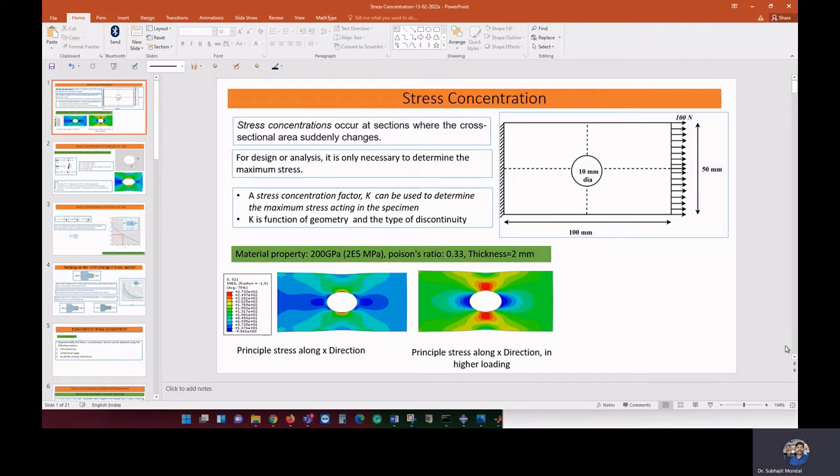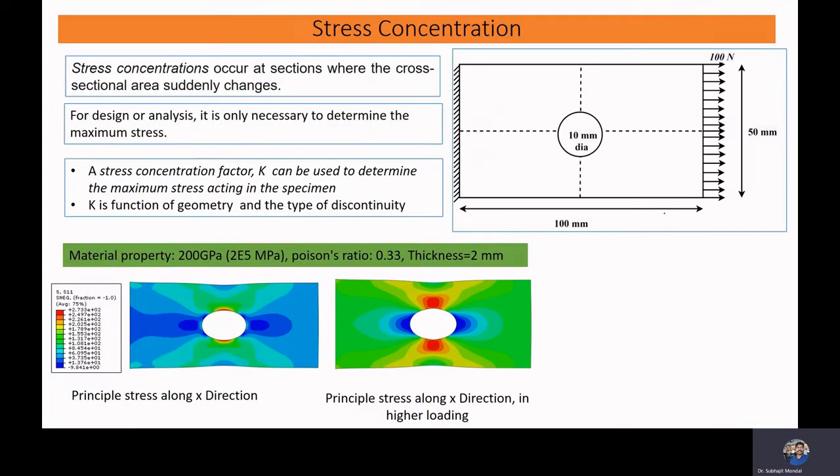So stress is force by area. If we have a bar like this, and we apply some load here, and this side we make fixed, then force divided by the cross-sectional area is your stress, which is denoted by sigma.